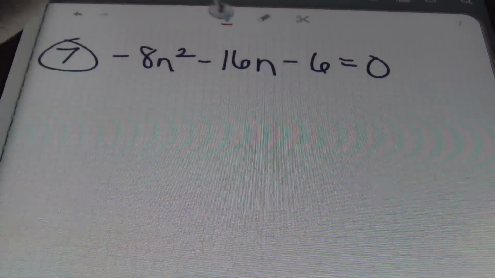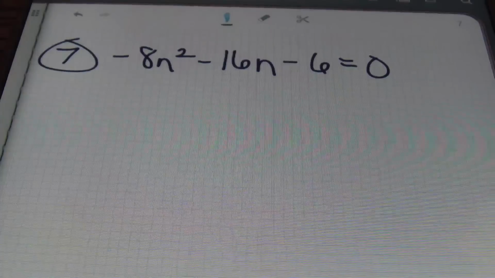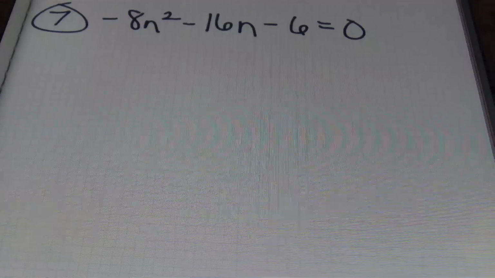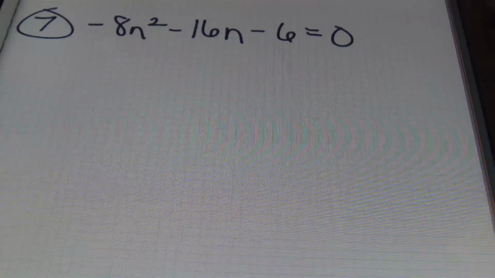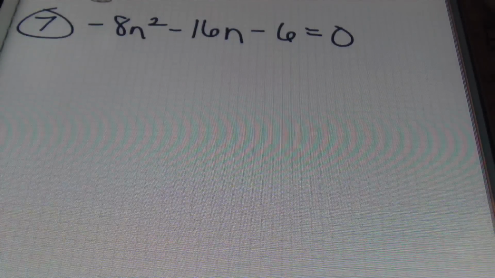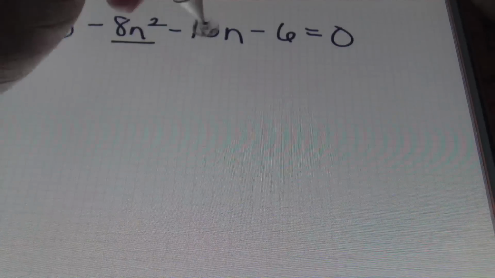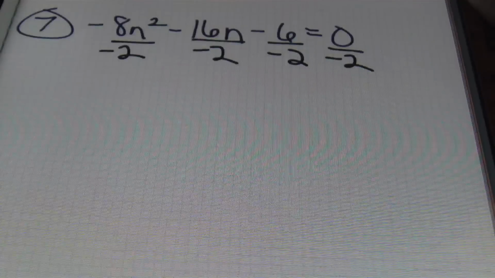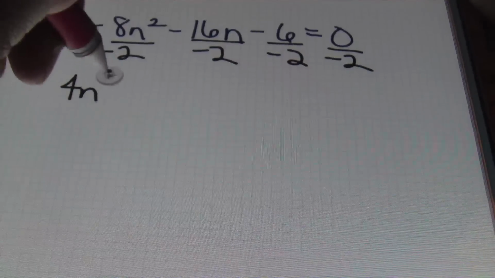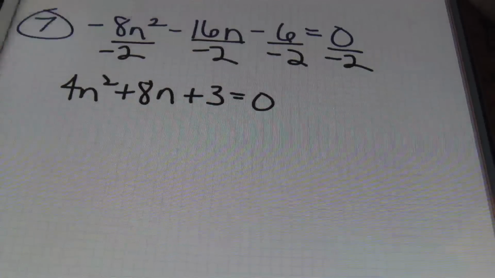Okay, ladies and gentlemen, here we have problem number 7. In problem number 7, I have negative 8n squared minus 16n minus 6 equals 0. So the first thing I notice is, one, my leading coefficient is negative, and I never like that, but also that all of the terms can be divided by 2. So that means I'm going to divide every single thing by negative 2. Remember, it's okay to divide away a number, just not a variable. So I'll be rewriting this as 4n squared plus 8n plus 3 equals 0.